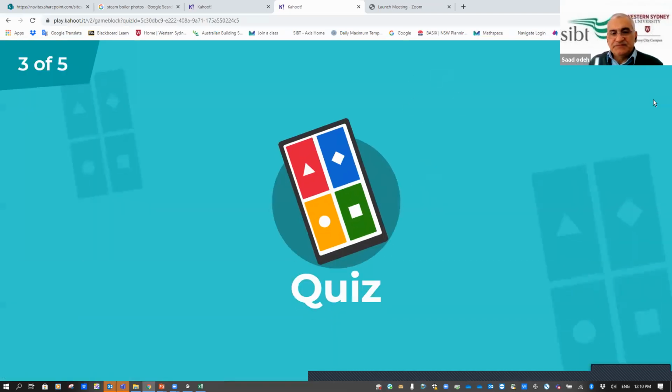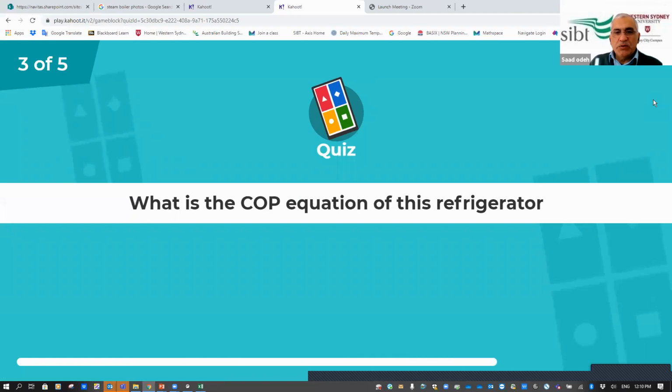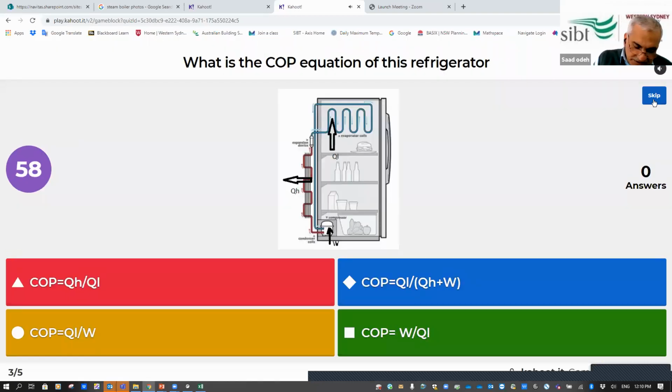Third question. What is the COP equation of this refrigerator? Remember the COP equation? We said the desired output divided by the input. So what do we need here? Which output here? We need to remove QL. This is our output, divided by the input. So which one of these is correct?